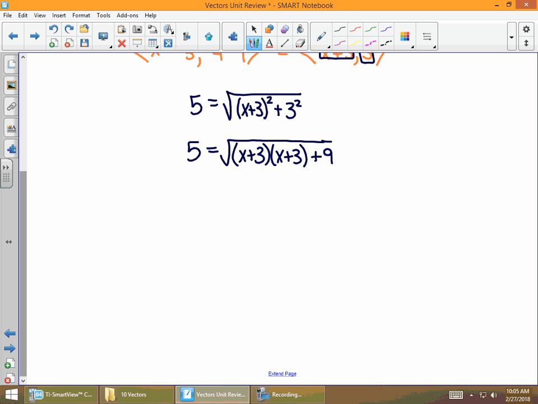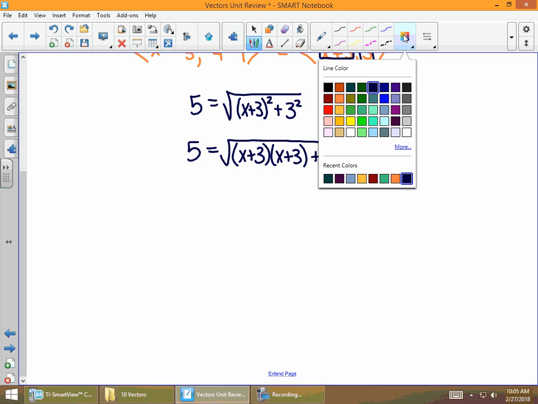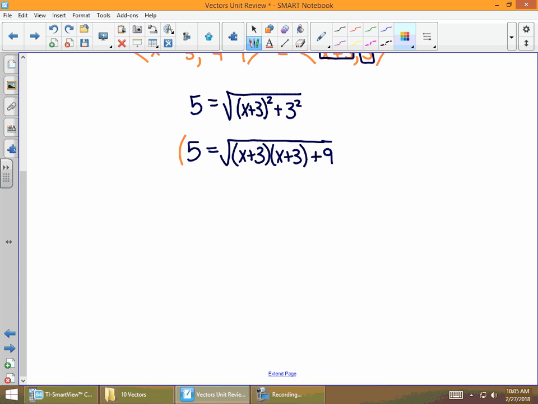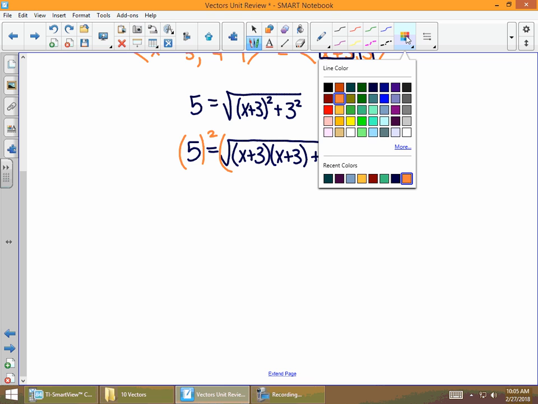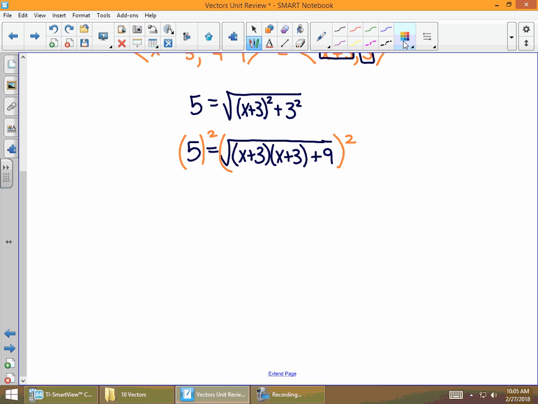Now, it is legal for us in this context to square both sides. Whatever we do to one side of the equation, as long as we do it to the other, it's cool. And here, to get rid of that radical, that's what we have to do. So 5 squared is 25, and that cancels our radical. And now we have to algebra ourselves out of this problem.